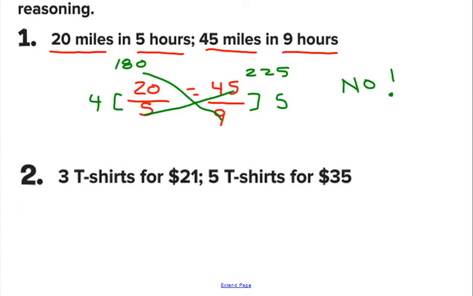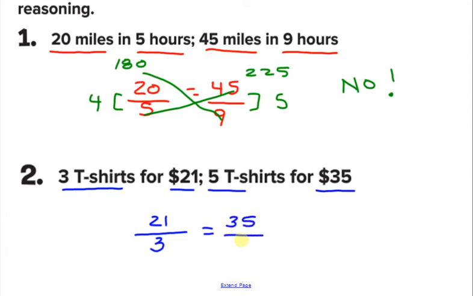All right, let's look at our second example. In our second example, you're going to see right away that we have money. We're dealing with dollars or cents. And if you remember back from unit rates, the rule with dollars still applies. They always go on top of the ratio. So here we have 3 t-shirts for $21 or 5 t-shirts for $35. We're going to set these up as a fraction. So we're going to have $21 over 3 shirts equals $35 over 5 t-shirts.